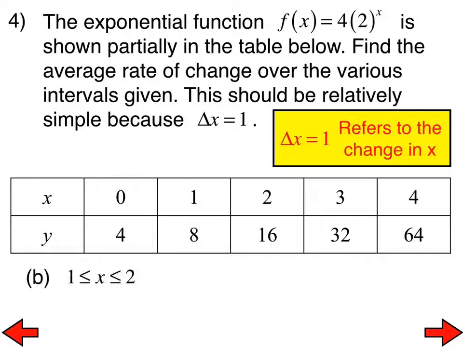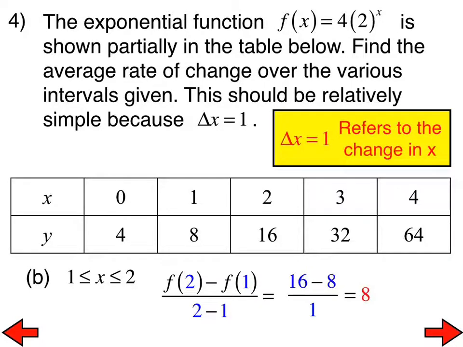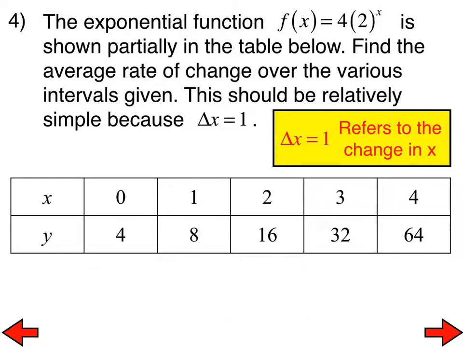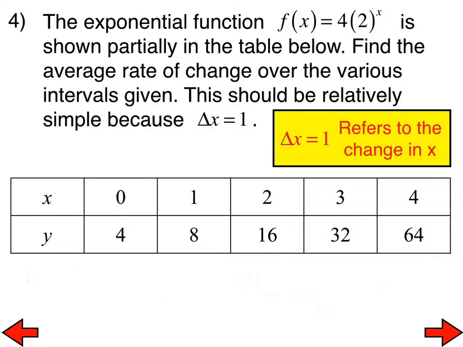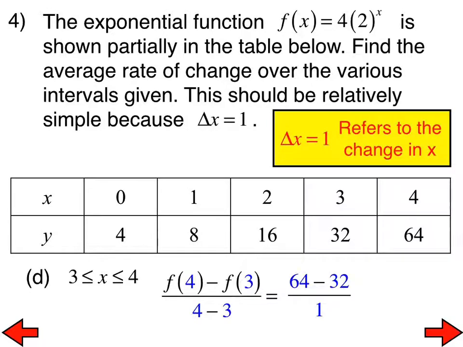Next one was from 1 to 2. Utilizing the average rate of change formula, we end up with 8. And we can already see that the average rates of change are not the same. That's why this is not linear. This one, from 2 to 3, the average rate of change is 16. And when I walked around, I saw most of you had exactly what you needed to have. And then, from 3 to 4, the average rate of change is 32.